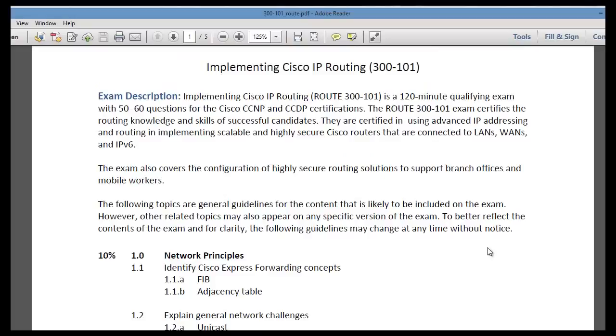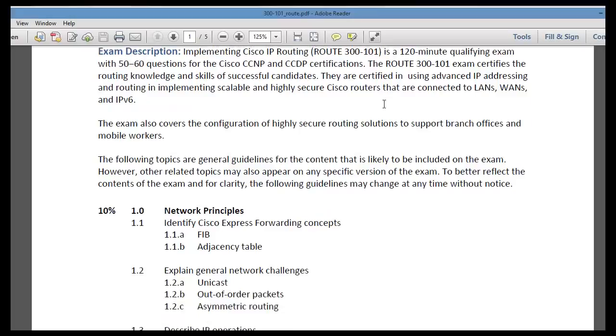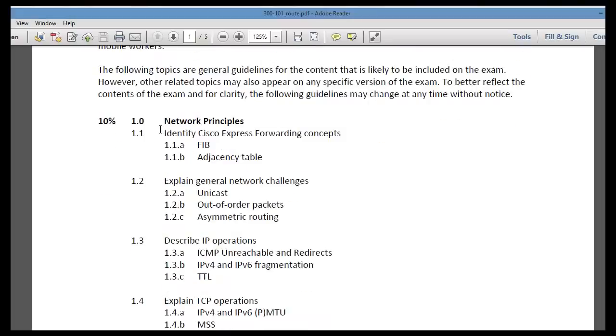This video is going to be part of CCNP 2.0, a new concept implemented in the Cisco CCNP ROUTE exam, that is 300-101. Right at the very beginning you can see that the network principles section identifies Cisco Express Forwarding concepts. Earlier, this topic was part of CCIE Routing and Switching.